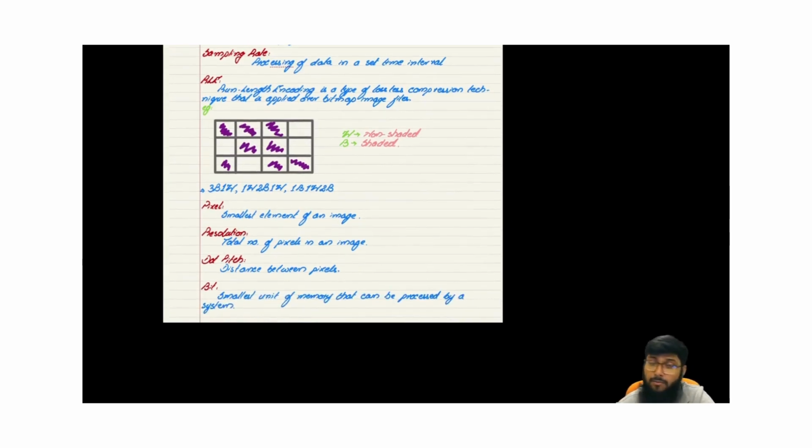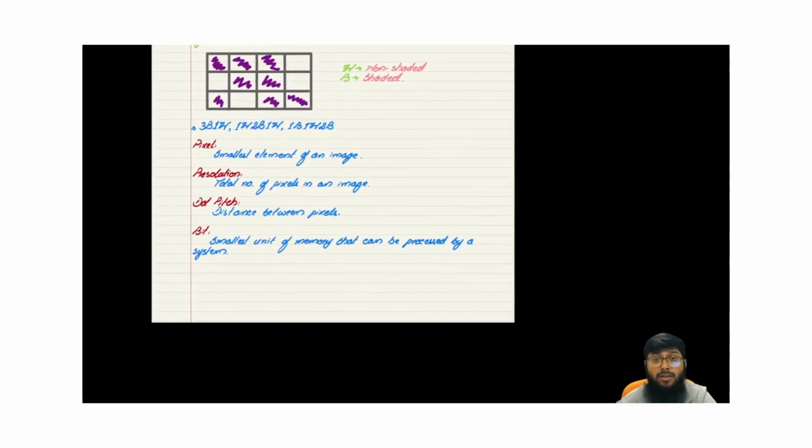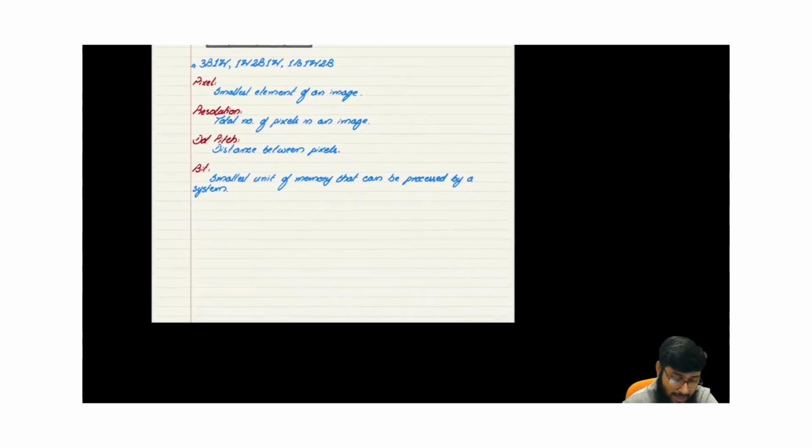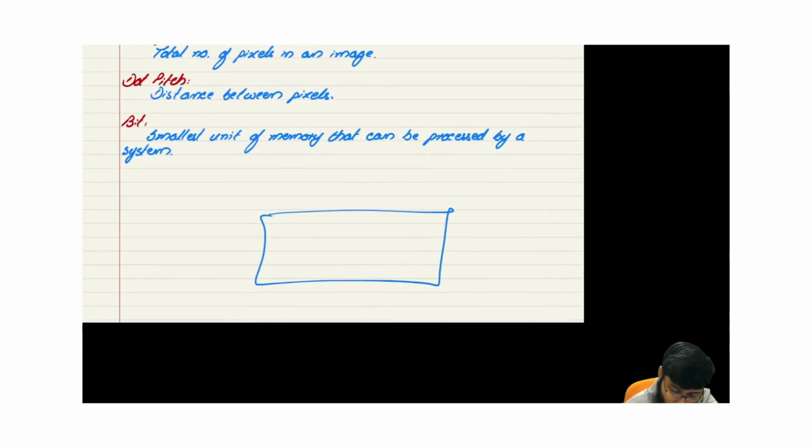Now before starting with the RLE, coming towards the pixels, we are already done with the bit. As I just told you in the previous videos, a bit is the smallest unit of memory that can be processed by the system. Similarly, what is a pixel? A pixel is the smallest unit of an image. For example, we do have an image over here right at the moment. The smallest elements, the dots over here, are known as pixels.